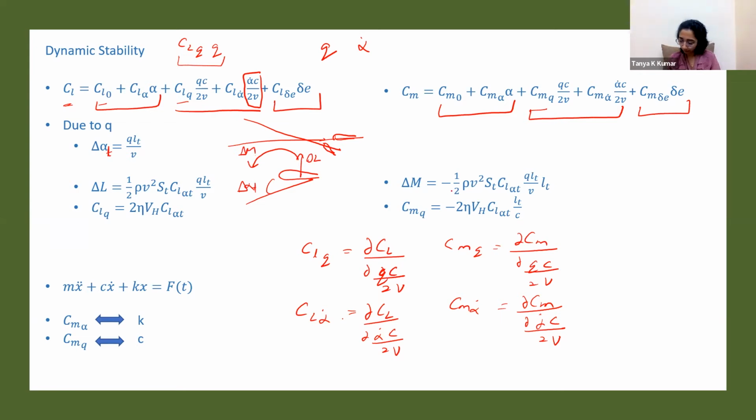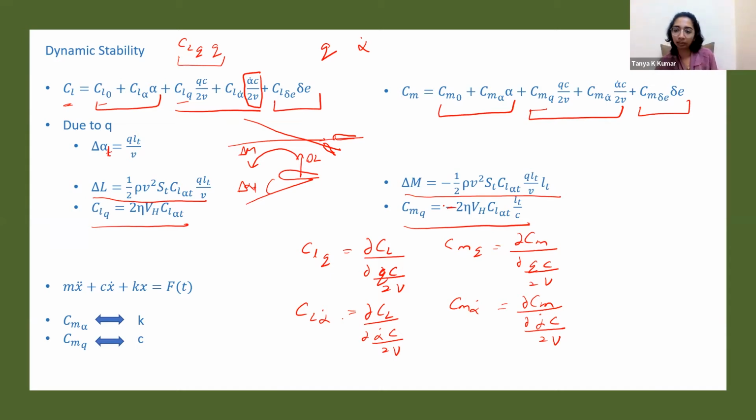Since it's pitched down, you have a negative sign here. Delta L is given by this equation and delta M is given by this equation. There is a negative sign. Now we differentiate it and we calculate the derivatives, that is C_Lq and C_mq, and we've been doing this for the past 2-3 weeks. C_Lq is given by this equation, C_mq is given by this equation, and you have the negative sign again.